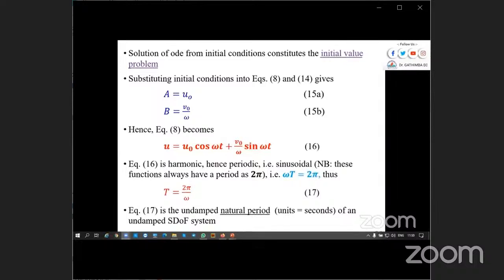So in our case last semester, when we were solving from the known boundary condition, that is what we refer to as a boundary value problem.